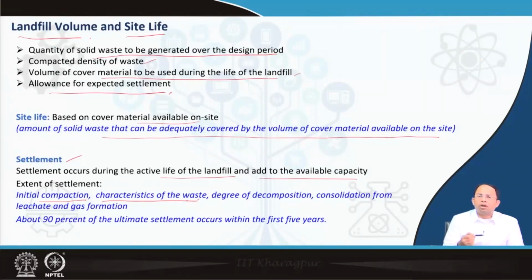Characteristics of the waste: if we have a lot of organic waste and other material which decomposes and becomes gas and breaks down into other materials, then of course, settlement would be higher. Degree of compaction, how much I compact. Consolidation from leachate and gas formation. So, how much leachate is formed, how much gas is formed, that also gives us an idea about the settlement of the entire site. About 90% of the ultimate settlement occurs within the first 5 years. So, settlement keeps on happening over the life of the landfill and even after that, but 90% of it happens within the first 5 years.